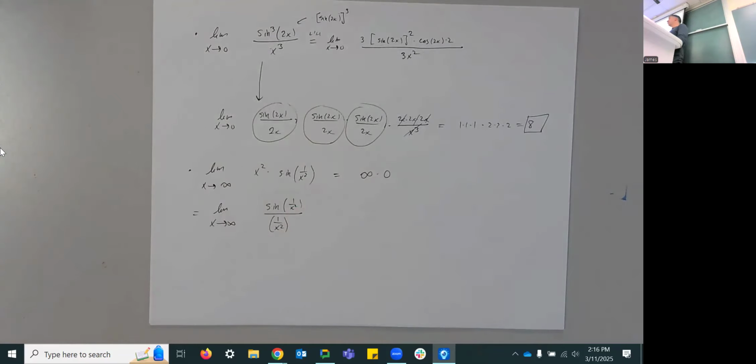Which, if you wanted to, you could probably justify or get away with just saying it's equal to 1, because you recognize it's sine of a thing over the same thing, and the thing is getting closer and closer to 0.